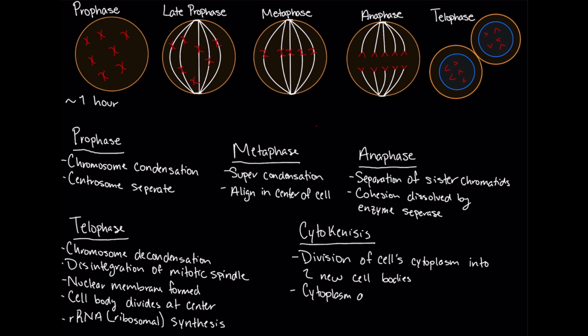Cytoplasm and organelles evenly distributed, and the cells contain one copy of chromatids.